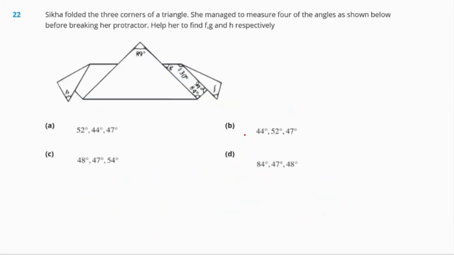Next question, Shika folded the 3 corners of a triangle. She managed to measure 4 of the angles as shown below. Before breaking the protractor, help her to find F, G and H respectively. So here you can see this. Shika folded this paper. Foldings you can see, this is one folding and here also one folding and here also one folding.